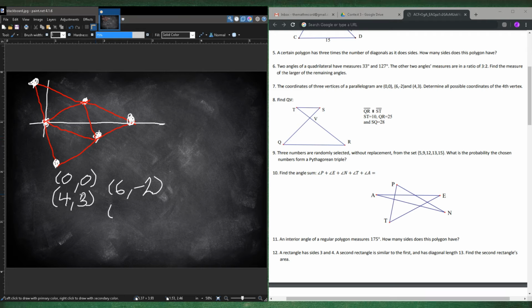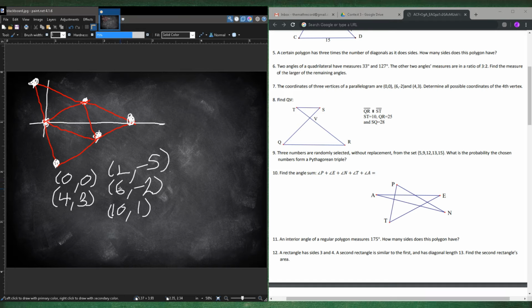So you're gonna have to add 4. So you add 4, that's 10. Add 3, then that's 1. Or it could be on the top portion and it has to go down, right? So as the 4, 3 goes to 0, 0, then the 6, -2 has to go down to the other point. So you have to minus 4, so that's 2. And you have to minus 3, so yeah, -5 right here.